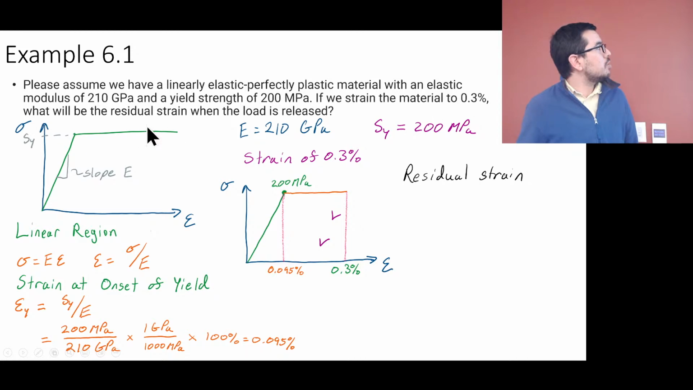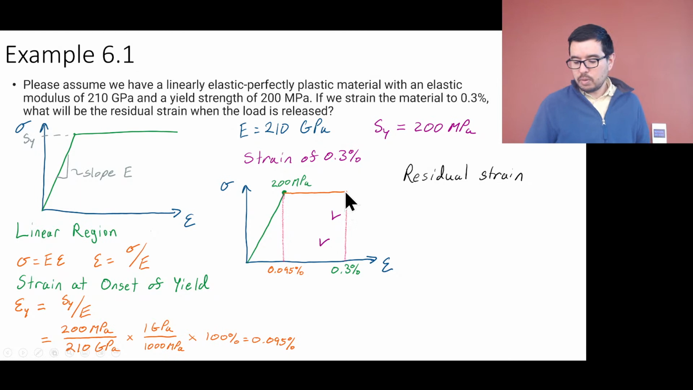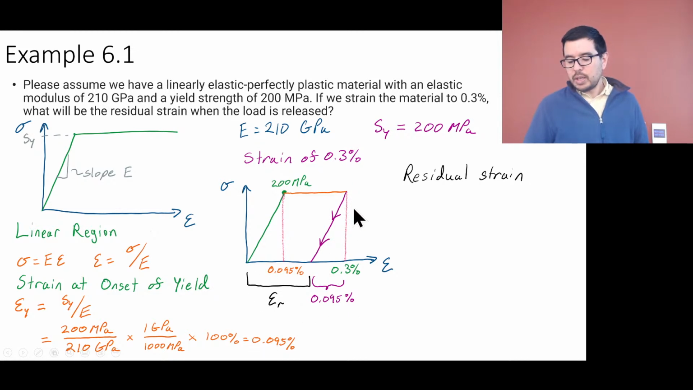What will be the residual strain when the load is released? So now we've got to release the load. So we're there, and we go back down. We go back down with the same slope as we had with the elastic modulus. These lines are parallel to each other. And we don't have to recalculate how far we went on the x-axis. We know because we went from the yield strength to 0. That's the same thing, right? So we're going to go the same distance, but just backwards, the 0.095%.